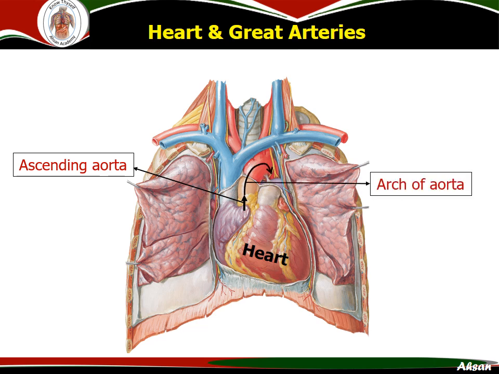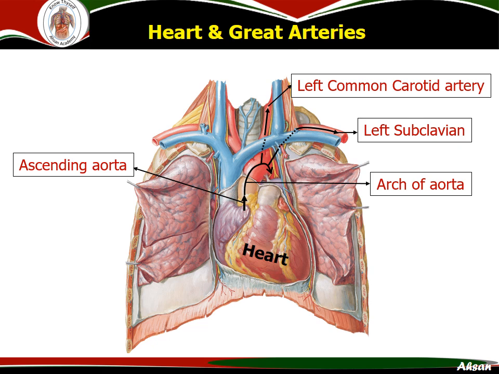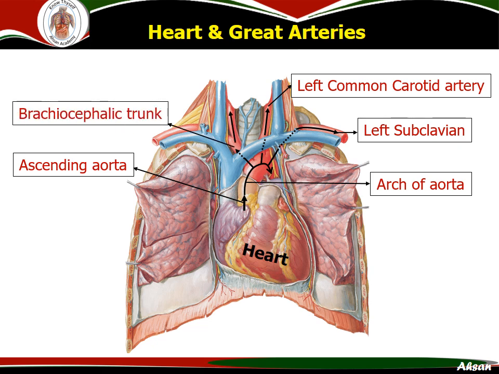The arch of the aorta, from its convexity, gives three branches. From the left side, this is the left subclavian artery, then the left common carotid artery, you can see the labeling, and on the right side a single artery arises from the convex surface, and this is known as the brachiocephalic trunk, which divides into the common carotid and subclavian. So these are known as the right common carotid and right subclavian. So you can see this branching pattern of the great artery.